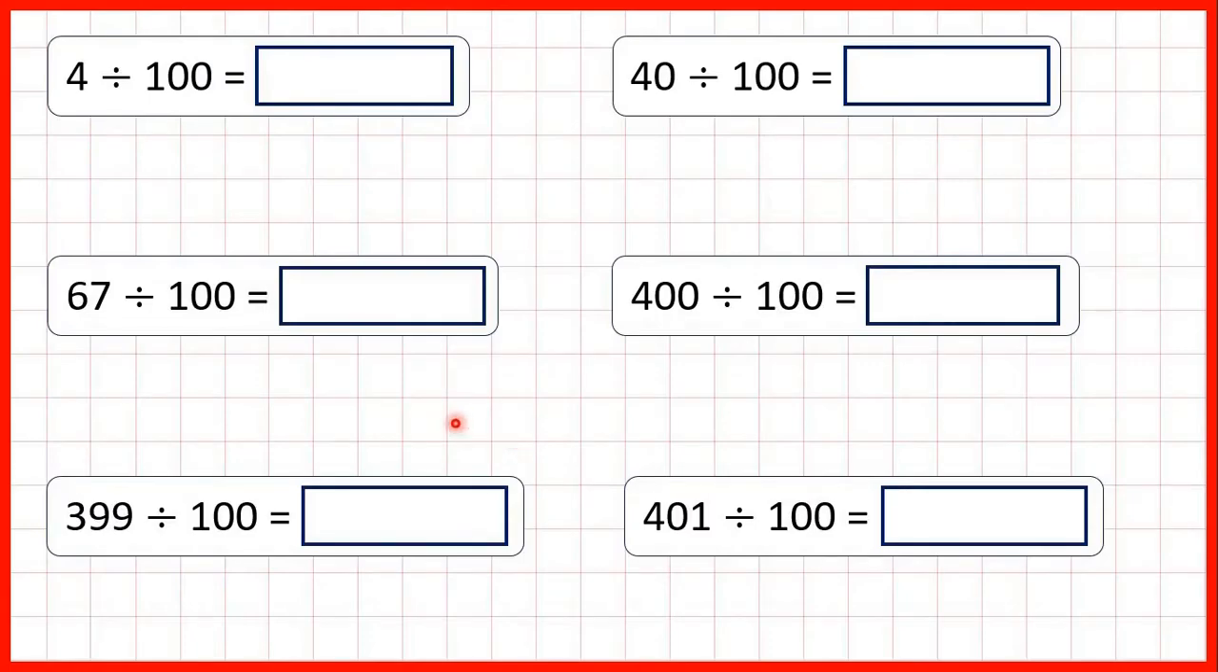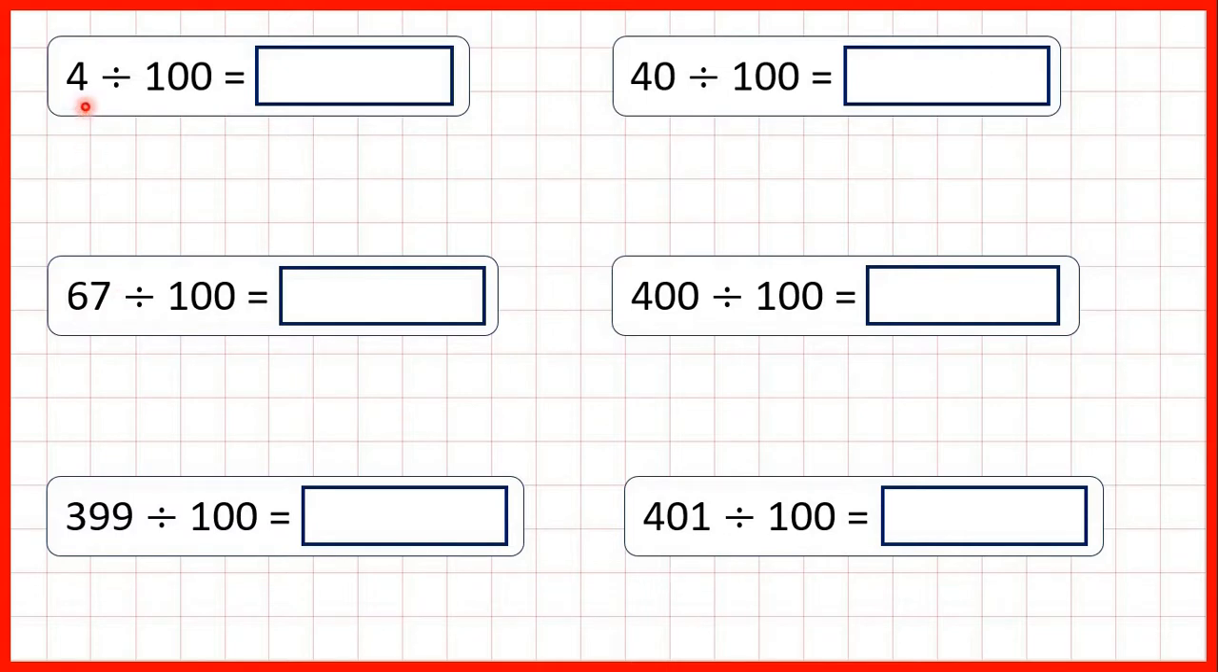Now for these questions, we're dividing whole numbers by 100. But, except for 400, the numbers that we're dividing, so our dividends, are not multiples of 100. They're not numbers that are in the 100 times table. And that means that we're going to get decimals as our answers.